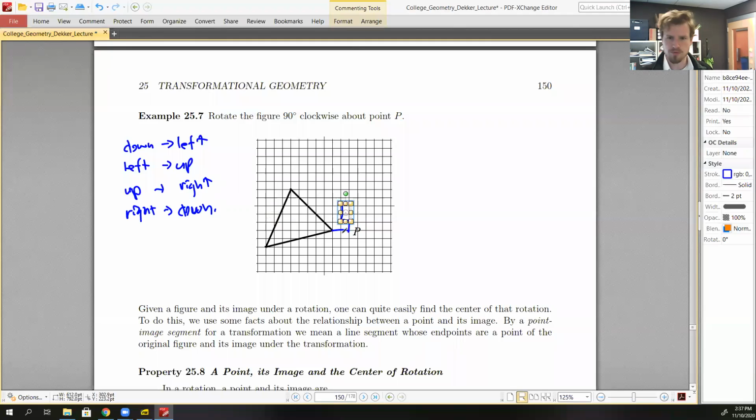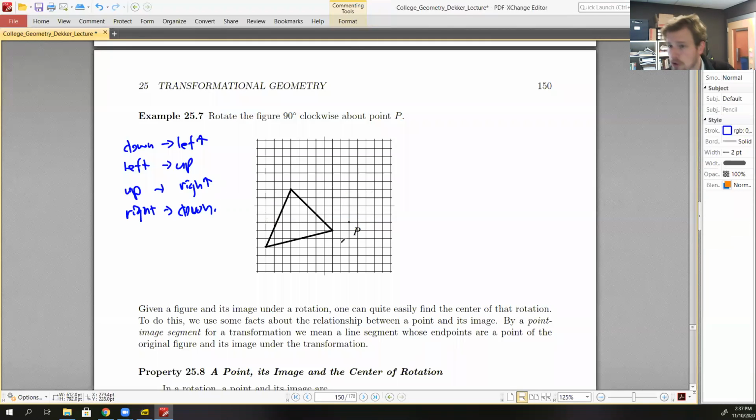So you don't have to draw all of that stuff. What you can do is you can just observe. Let's see, we've gone down 1, to the left 2, so we're moving to the right 1 and up 2. Excellent.